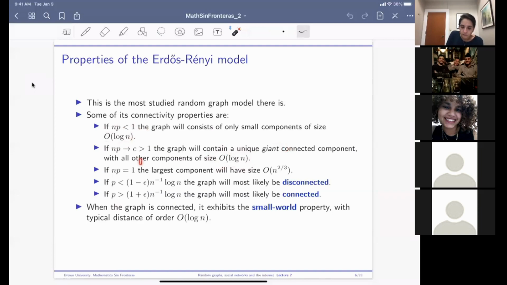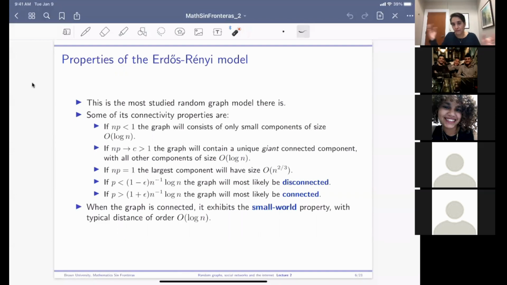Now, we also have a regime where np is equal to 1, which we call the critical regime. And in the critical regime, something interesting happens. We do have a giant component, well, a big component, bigger than everybody else. However, it's not of size a positive number times n, but it's actually a little bit smaller. It's of order n to the 2/3. So that's the really fine result that tells us that the largest component is bigger than everybody else. However, it's not as big as what we would call a giant.